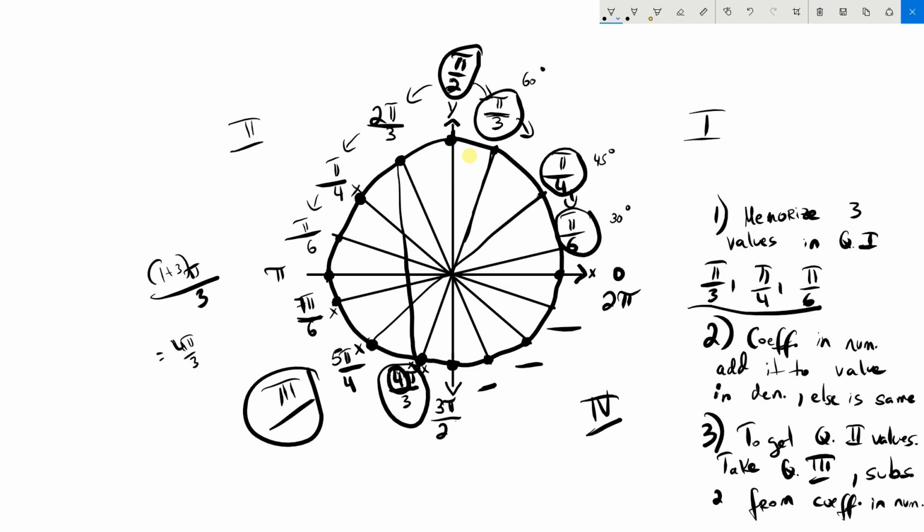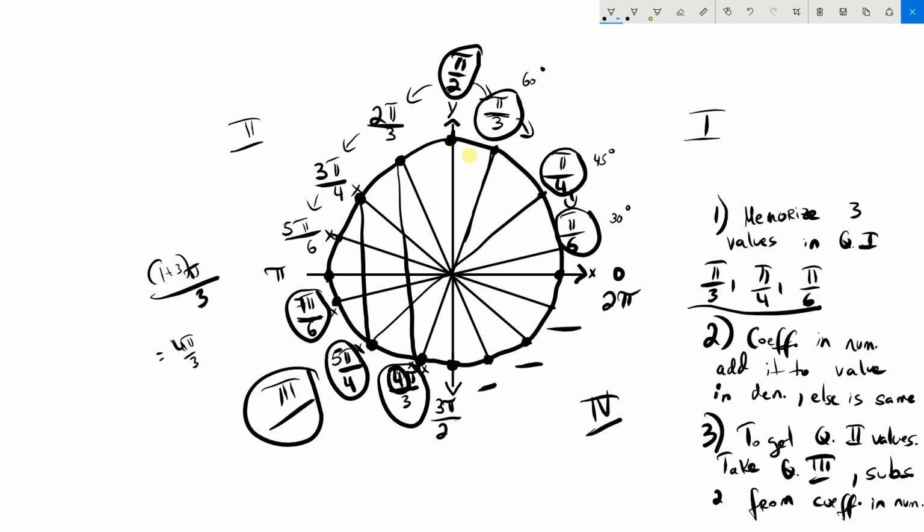Same thing for this angle here, which is vertically across from 5 pi over 4. Subtract 2 from 5 and we get 3. So 3 pi over 4. Same concept for 7 pi over 6 and this angle up here. 7 minus 2 is 5. So 5 pi over 6. Awesome. So we have our second quadrant values.